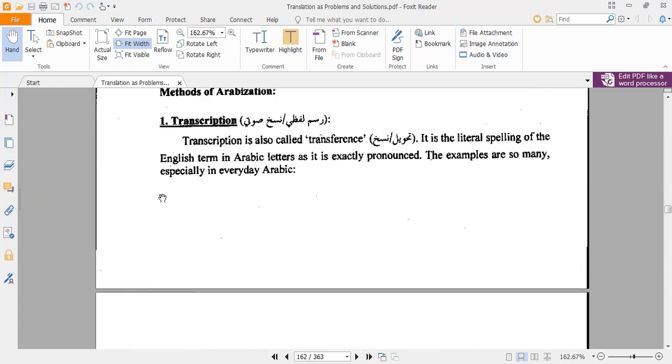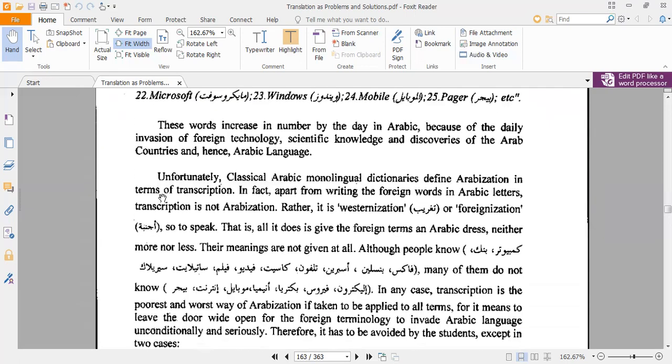Transcription نسخ صوتي، ويعني احنا بننسخ الصوت. اوكي، بنكتب اللفظ الانجليزي للكلمة باستخدام الحروف العربية أو حروف اللغة العربية. This is what is meant by transcription.